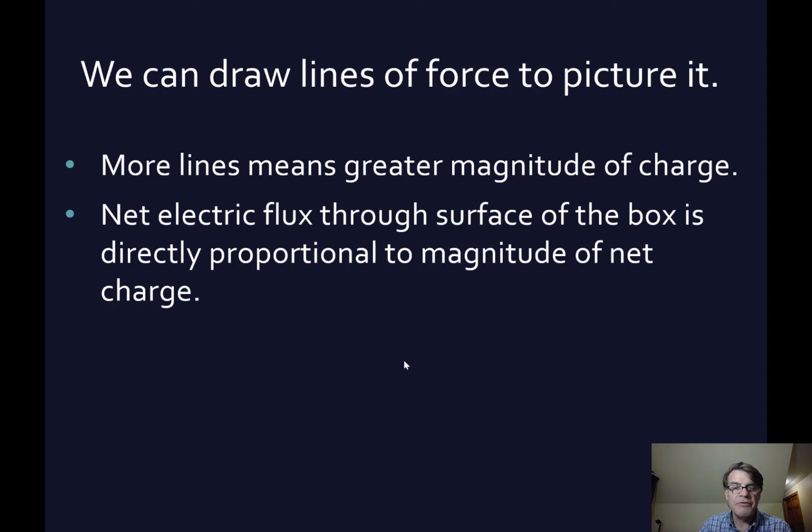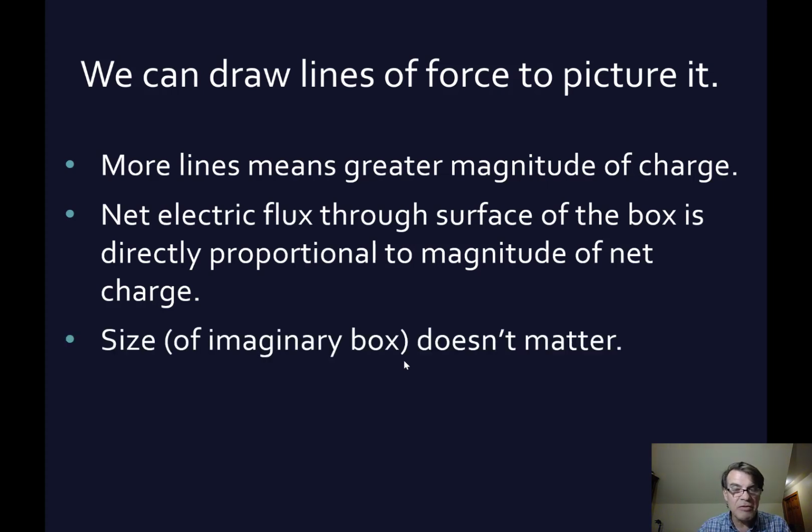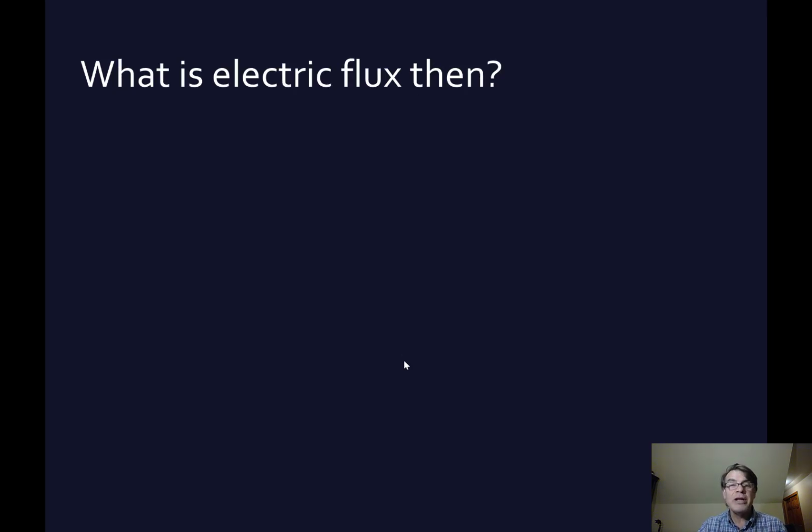The net electric flux through the surface of the box is directly proportional to the magnitude of the charge. Even though the r squared of Coulomb's law from the previous chapter cancels out, the charge part, which was in the numerator of Coulomb's law, remains: the net electric flux is going to be directly proportional to the magnitude of the charge inside the box. Again, the size of the imaginary box doesn't matter. Size doesn't matter.